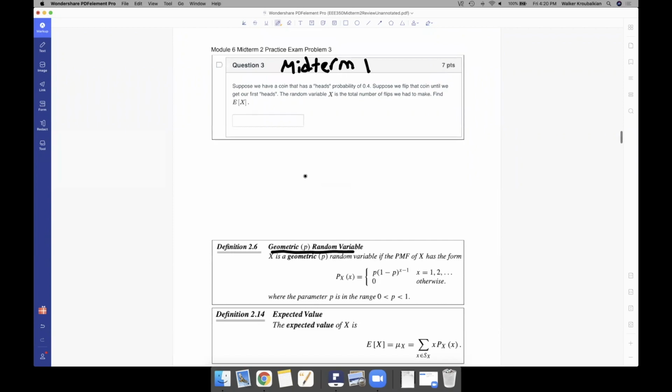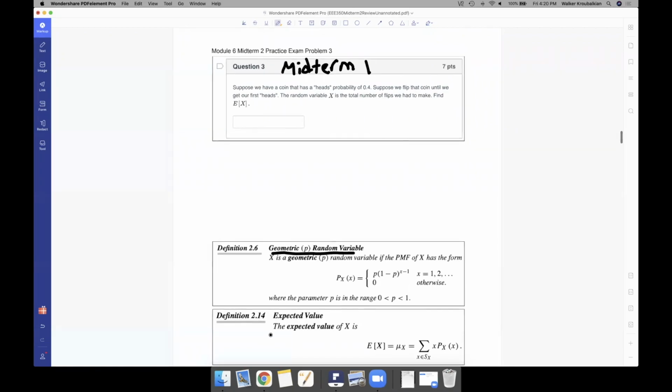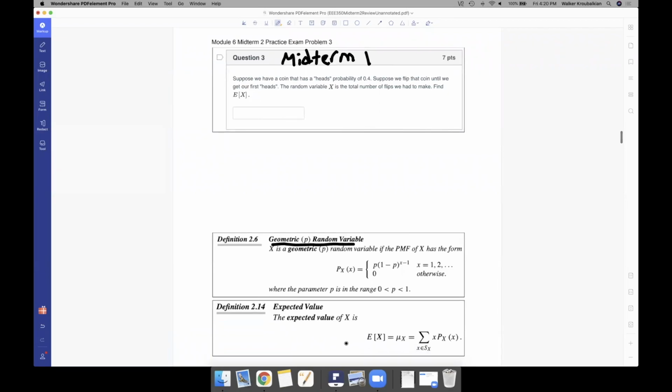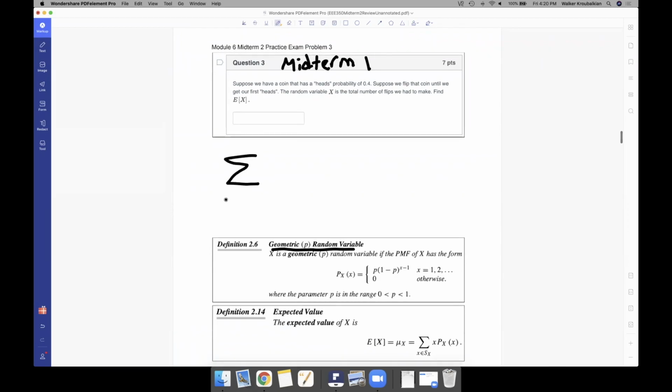Now, we don't just want to find the probability, we also want to find the expected value, right? And for discrete random variables, to find the expected value, we have to add up each possible value of the variable multiplied by the PMF at that value, right? So this is going to be the sum of x times the PMF, which is p times 1 minus p to the x minus 1.